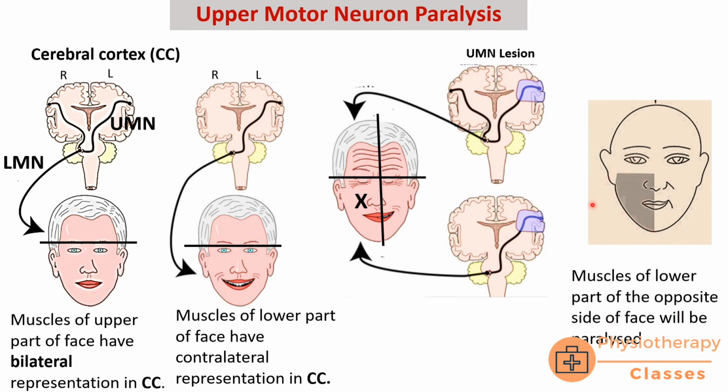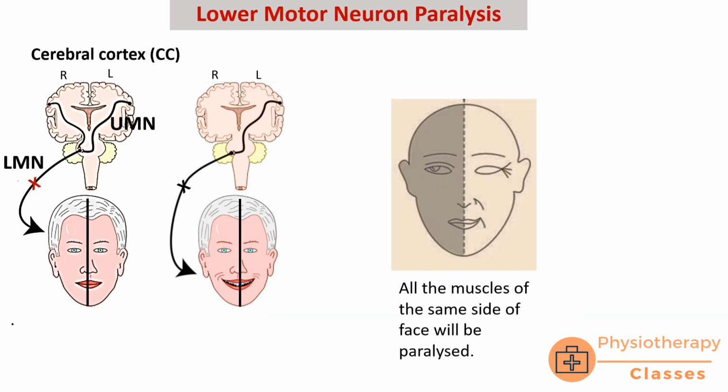One thing you have to remember: first is the contralateral side in upper motor neuron paralysis. So first is the contralateral side, and which part of the face is affected? Only the muscles of the lower part are affected. Whereas what happens in Bell's palsy? That is an infranuclear lesion or lower motor neuron lesion of the facial nerve. Let us look at that now.